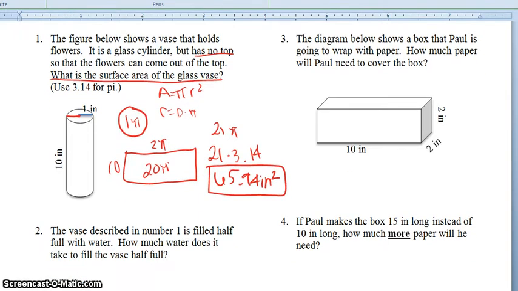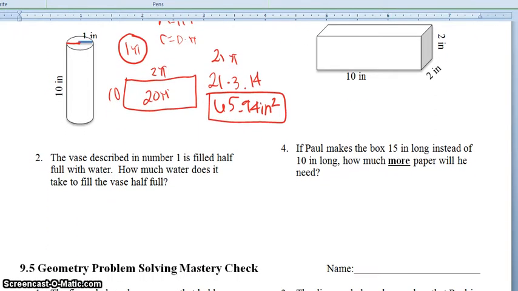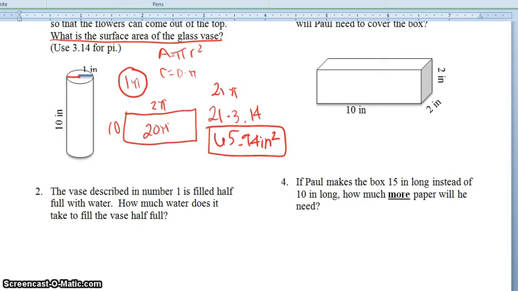Look at number 2. Number 2 says the vase described in number 1 is filled half full with water. How much water does it take to fill the vase half full? So we're trying to fill the vase half full. Well, now we're talking about the inside of that vase, how much it holds, and so that's volume. Remember that volume equals the area of the base, so pi r squared, times the height. But we are only filling it half full. So we're going to take that volume of the whole vase and then just divide it by 2 to find the amount of water in half of the vase.